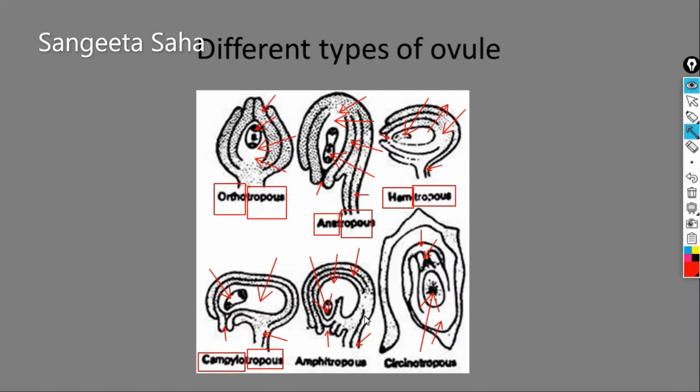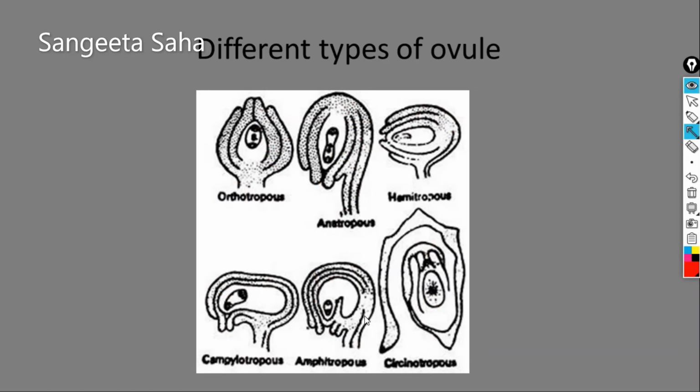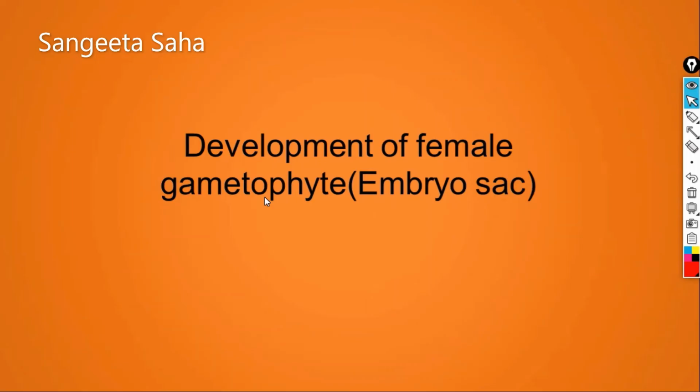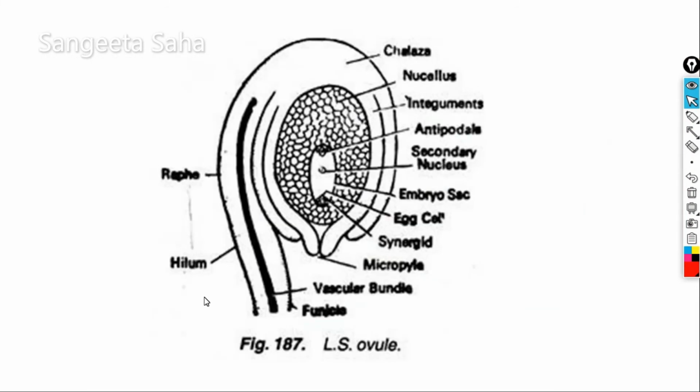In the next part, we are going to see how the megaspore mother cell that we have already discussed, when we were discussing the structure of a typical ovule, changes into megaspore and how the female gametophyte is formed. Now we are going to see the development of the female gametophyte, that is the embryo sac. We have already learned about the different types of ovule. However, the most common type that we study for the development of the female gametophyte is the anatropous ovule.